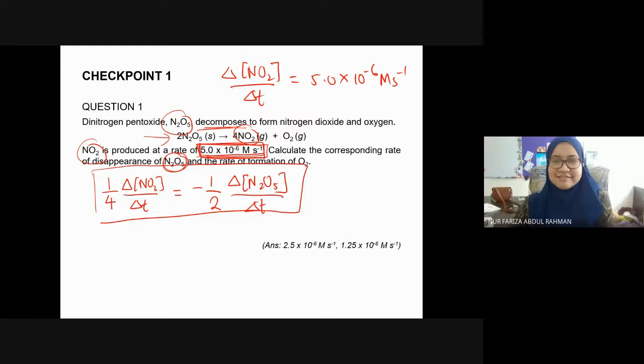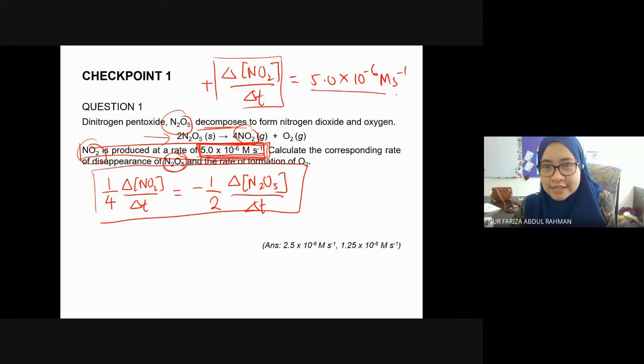Betul tak? Saya just translate apa yang dia bagi ni dalam bentuk rate. Dia cakap ni rate, ni lah rate which is produce kan. Plus lah dekat sini. So what is the rate? This one. Okay, so without the coefficient, because we are talking about rate only. Okay, so this is the information given.